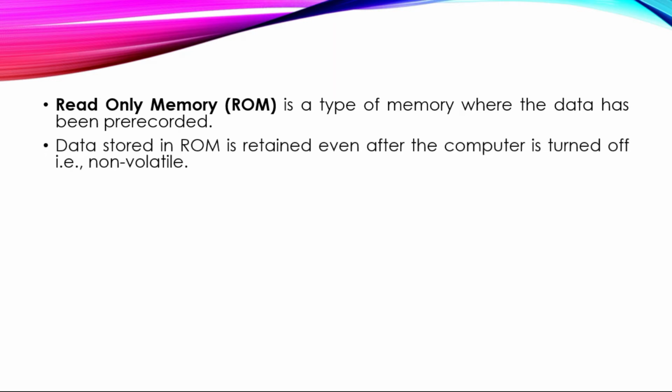Data stored in ROM is retained even after the computer is turned off. That is non-volatile memory. In RAM, we have seen RAM is a volatile memory. इसका मतलब क्या है? Whenever the PC gets turned off or whenever the system gets off, whatever data has been processed gets erased. But ROM is a non-volatile memory. It means what? Whenever you turn on your PC, turn on your system, the data is going to be retained. That is, the data is not going to get erased.